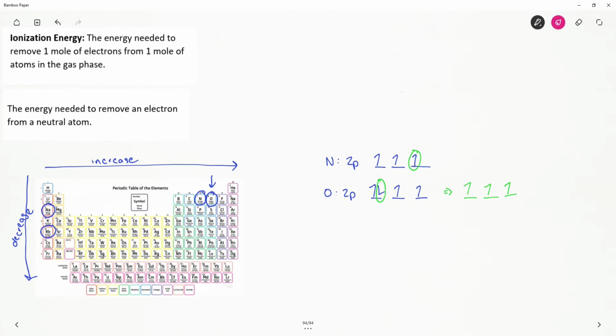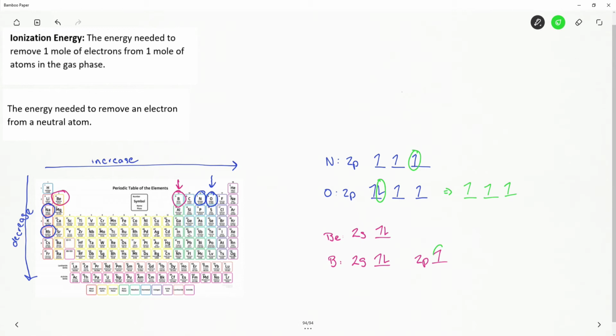There is one other exception that I want to discuss, and that is how when you move from group 2 to group 13, the ionization energy again drops just a little bit. So let's compare beryllium to boron. In beryllium, you have 2 electrons in the 2s orbital. In boron, you have 2 electrons in the 2s orbital and 1 electron in the 2p orbital.